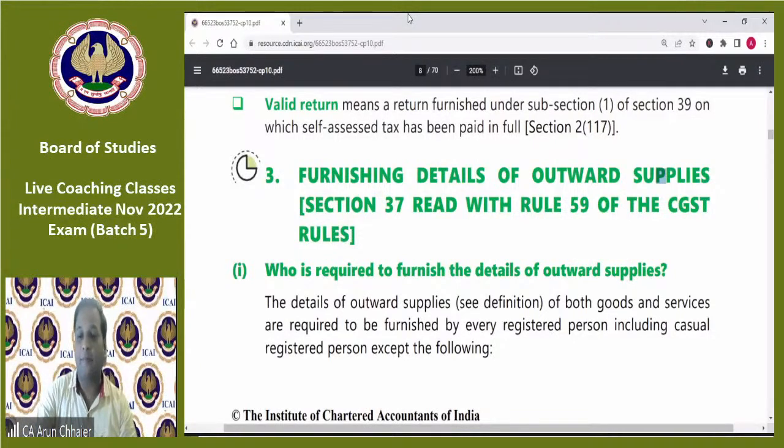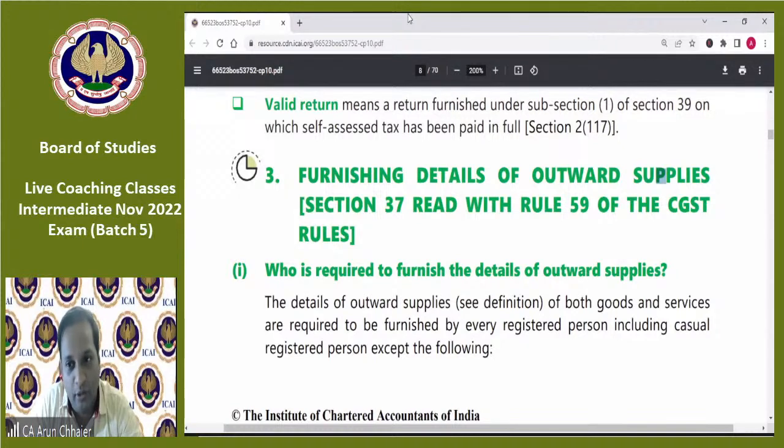Let me start the topic GST return. Again, very practical. In this chapter also, we will visit www.gst.gov.in and try to understand something practically on the government portal as well. So before going to the portal, what are we going to discuss? We are going to discuss GSTR1, GSTR3B. What is the concept? IFF, QRMP, all those stuff we are going to discuss in today's class.